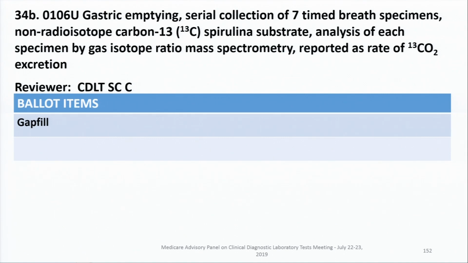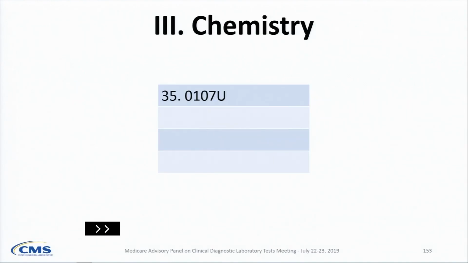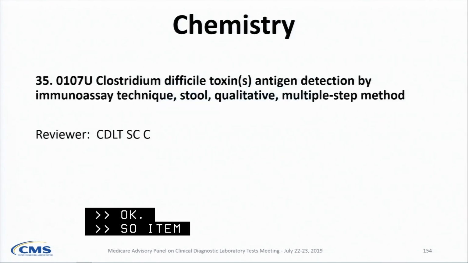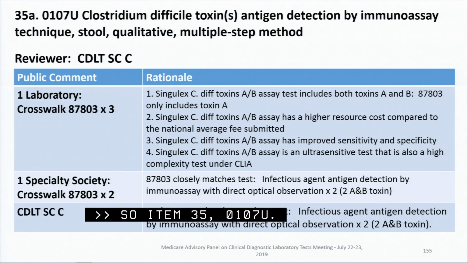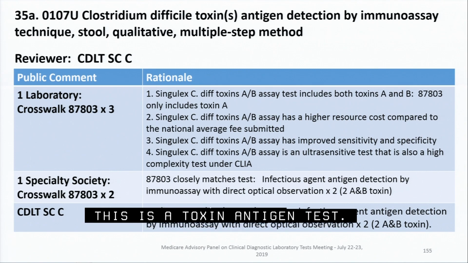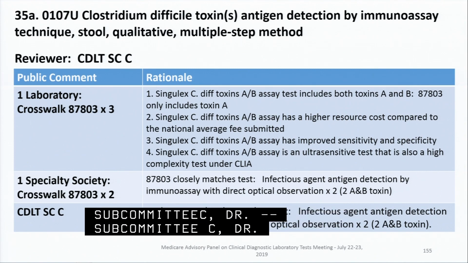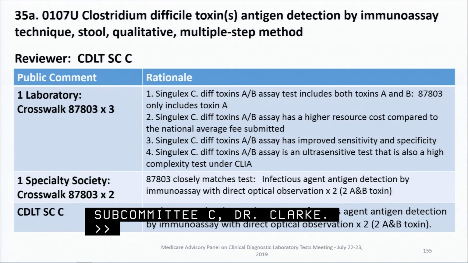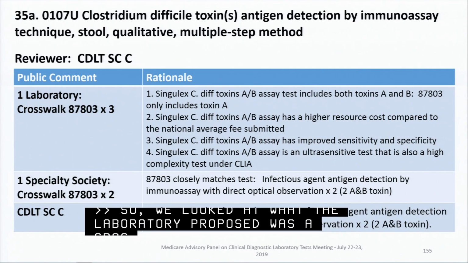Okay. So item 350107U, this is a C. diff toxin antigen test, Subcommittee C, Dr. Clark. So we looked at this. What the laboratory proposed was a crosswalk to 87803 times 3.